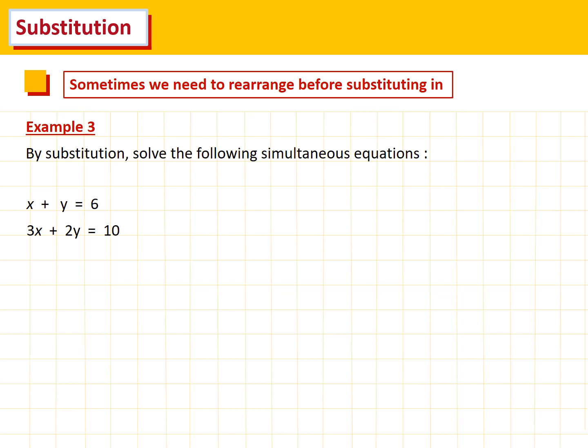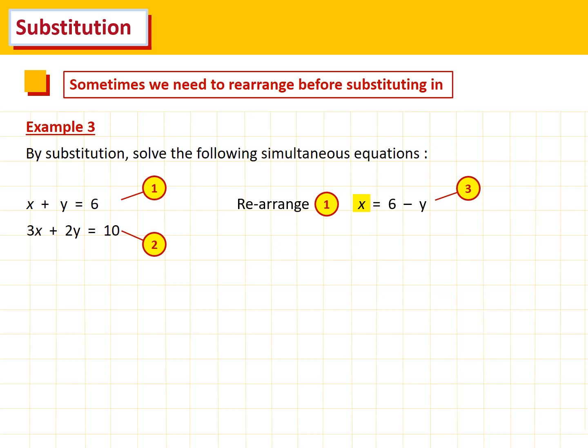Now, sometimes we need to rearrange one of the equations before substituting. So here we have our two equations, but we're going to take equation 1 and rearrange it first because we need it in the form either x equals or y equals. So I'm going to subtract y from both sides to leave us with x equals 6 minus y. And we'll call that equation 3.